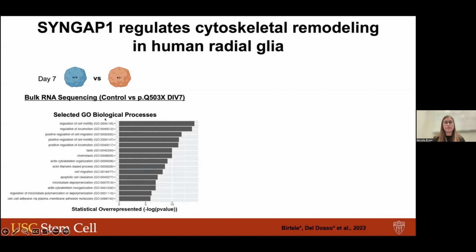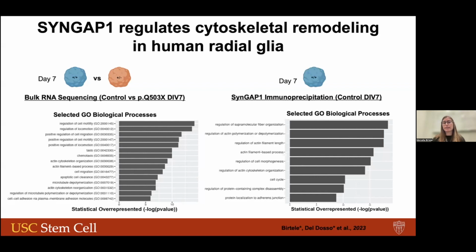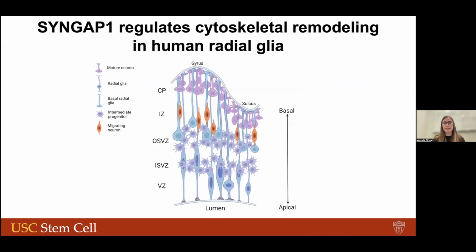From a first look at the differentially expressed genes in the biological processes, we found an enrichment in genes and terms for cytoskeletal remodeling, specifically cell motility and locomotion. And when looking at the interactors of SYNGAP after immunoprecipitation of the protein, we also found an enrichment in proteins related to the cytoskeleton, really hinting at a role of SYNGAP in cytoskeletal remodeling in radial glia cells.